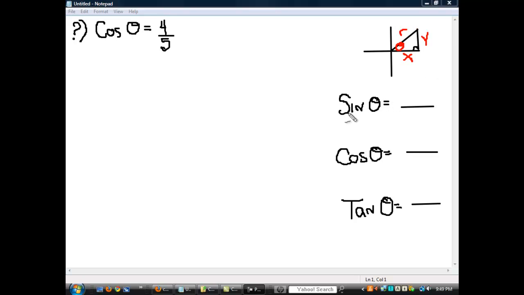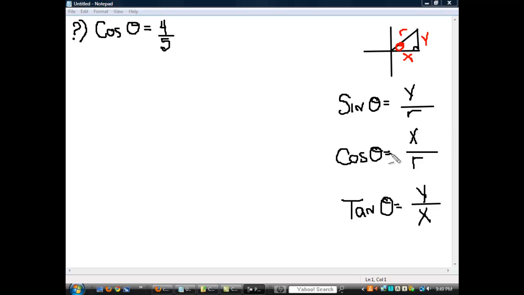What's really nice is now that we've laid it out like this, we can peel off some relationships. So the sine of theta is really y over r. The cosine of theta, because it's adjacent over hypotenuse, is x over r. And the tangent is y over x, because the tangent is the opposite over the adjacent.